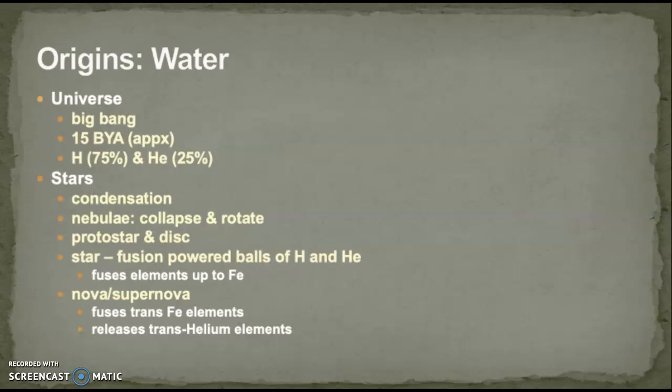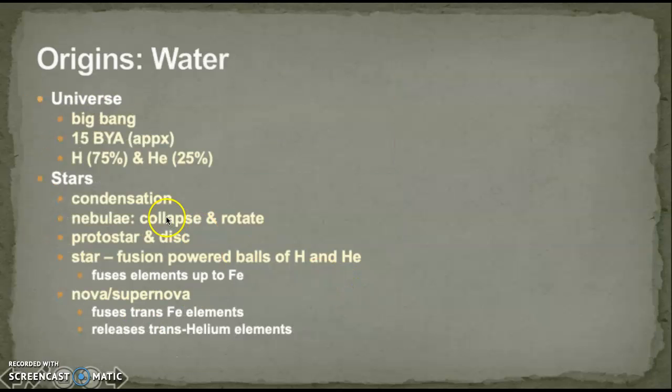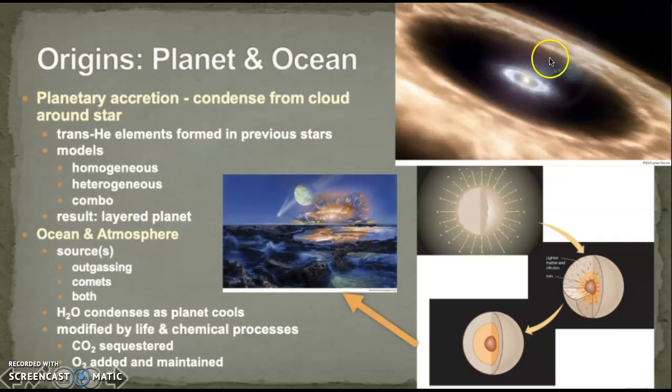So let's take a closer look at the origin of our ocean. So here is our planetary accretion model. We already mentioned on the previous slide the condensation that forms the nebula. And as the nebula collapses under its own gravity and begins to rotate, that combination of collapse and rotation creates a protostar and a surrounding disk.